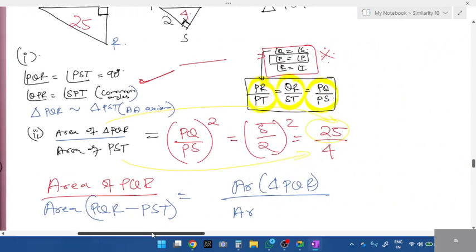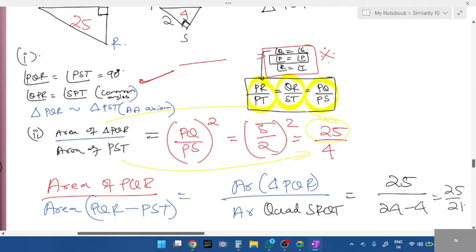SRQT, right? Area of quadrilateral SRQT is equal to area of triangle PQR, which is 25, minus the small one. 25 minus 4, that is 21. Is it clear?